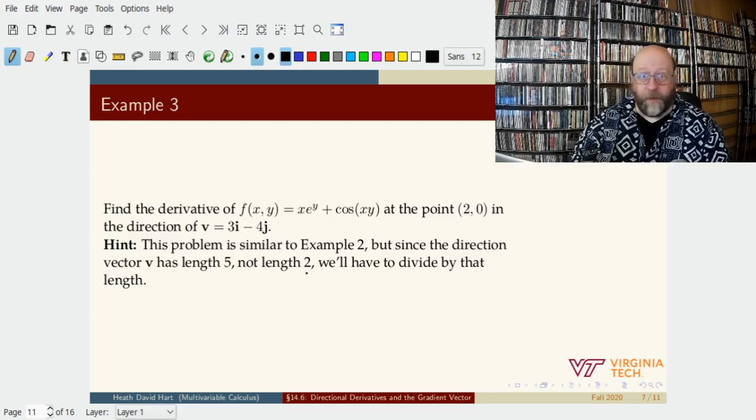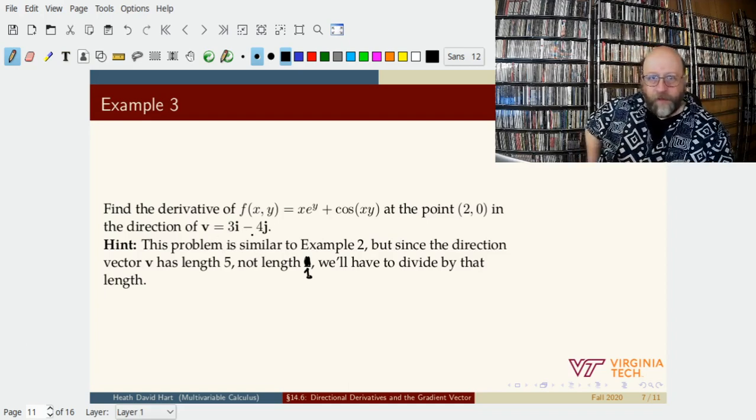This problem is similar to example 2, but the direction vector has length 5 and not length 1. This is not a unit vector, and so we'll have to divide by the magnitude of this vector when we're finished. Okay, so let's give this a try.